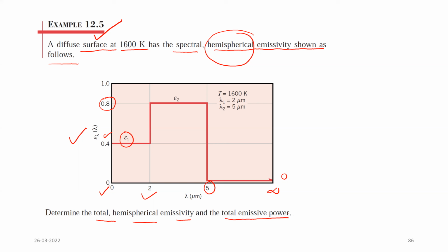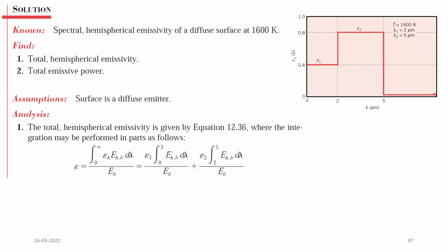So it's quite easy. We basically have to average out the value of epsilon lambda. What we know in this particular case is that the surface is a diffuse surface at 1600 Kelvin. We have to find the total hemispherical emissivity and total emissive power, and the surface is a diffuse emitter. When we say the surface is a diffuse emitter, we know that it is not dependent upon the direction. So we know that the total hemispherical emissivity is given by equation 12.36.